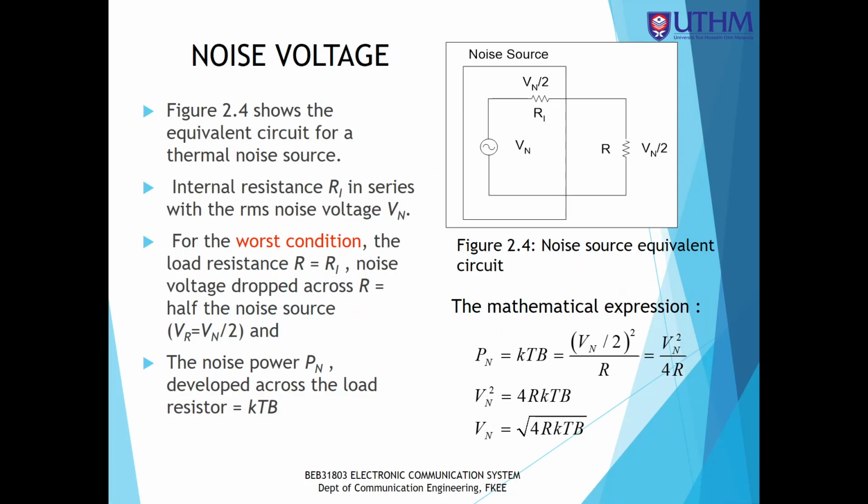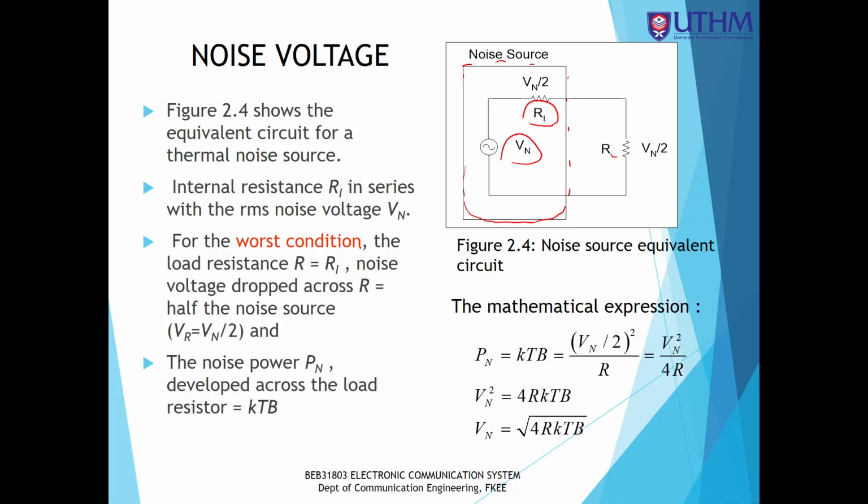Noise voltage. If you see from figure 2.4, it shows the equivalent circuit of a thermal noise. So we have the noise source connected to the load resistance. This is a load resistance. You see that the internal resistance Ri is connected in series with the RMS noise voltage Vn. So this is within the noise source.